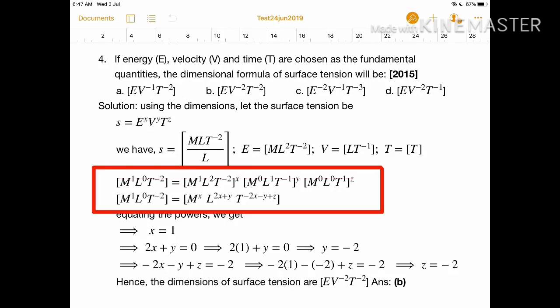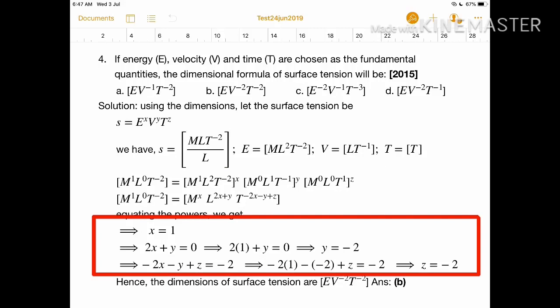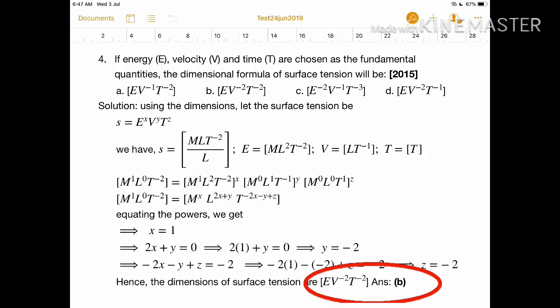Substituting the dimensions in the equation of surface tension, since the bases are to be same, we can equate the powers and we are going to get three equations as x equals 1, second equation as 2x plus y equals 0, which gives the value for y as minus 2, and similarly minus 2x minus y plus z equals minus 2, which implies the z value will be equal to minus 2. Hence the dimensions of the surface tension are E into v power minus 2 and t power minus 2. So the correct answer will be option B.